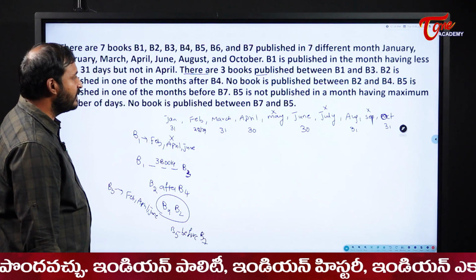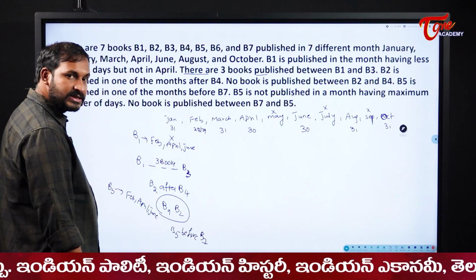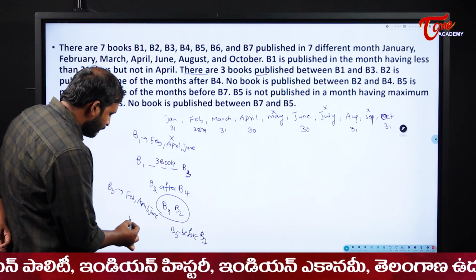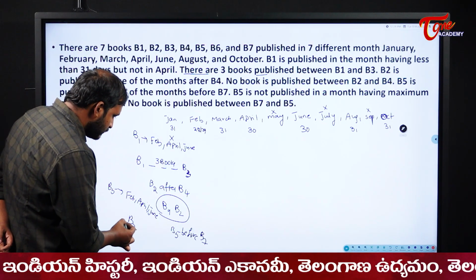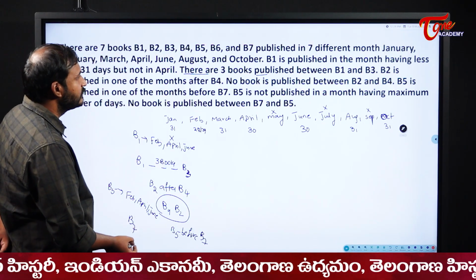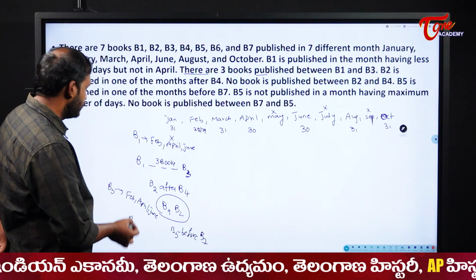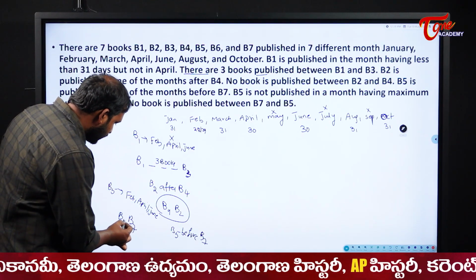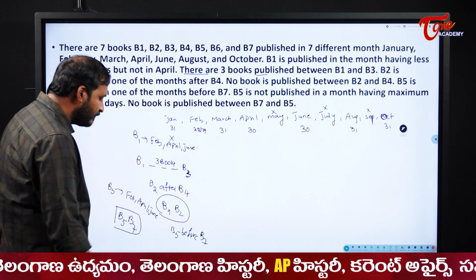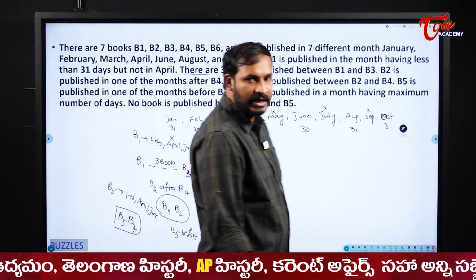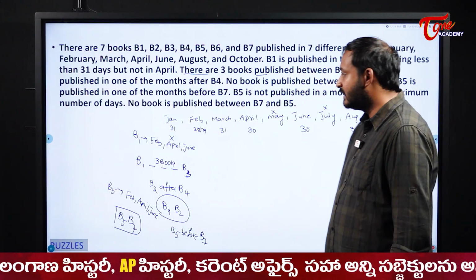No book is published between B7 and B5. What does that tell us? B5 before B7, right? So, B5, B7. Here also the same logic. There can be an empty month, but there should be continuity for us here.